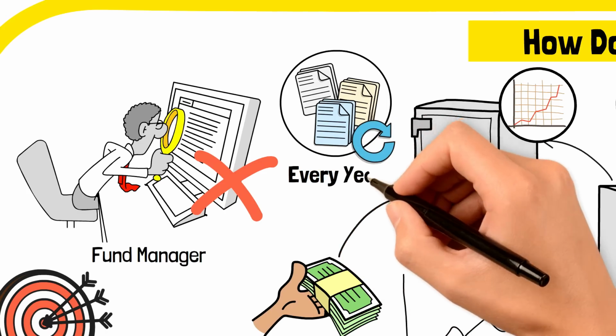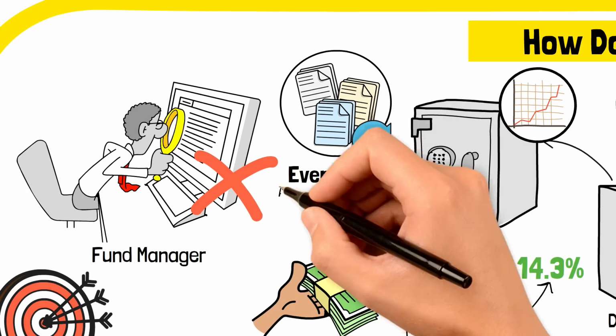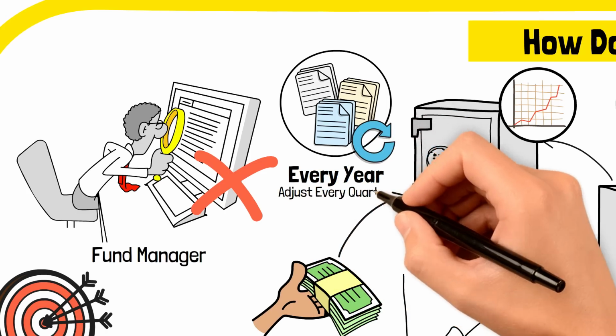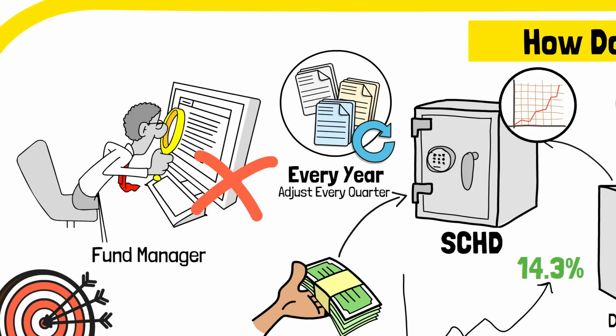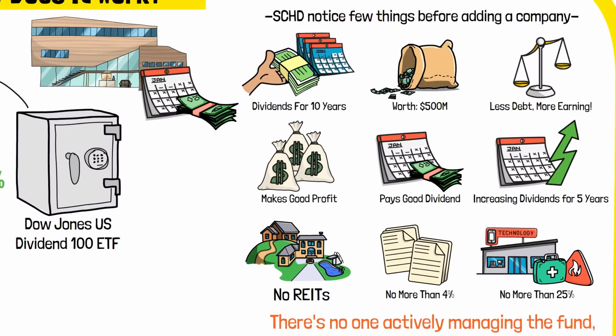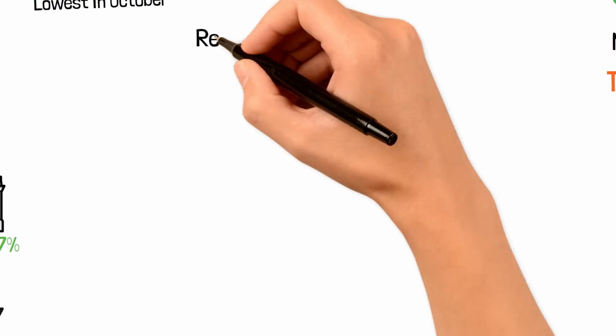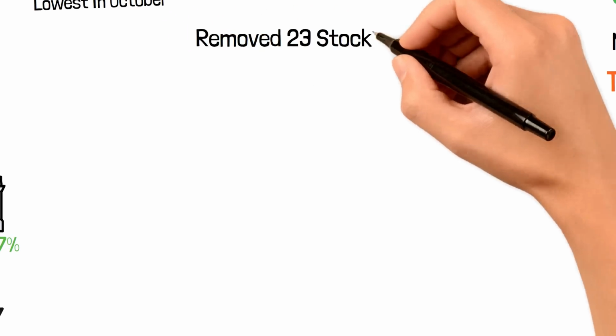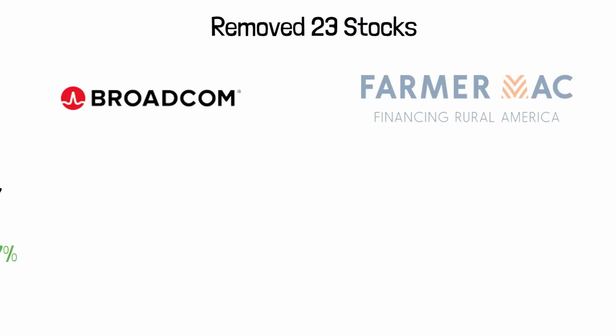SCHD recently updated its portfolio, which happens every year and is adjusted every quarter. Some stocks were added and some stocks were removed based on the previously mentioned criteria. Let's take a look at what changed. The ETF removed 23 stocks. Some notable stocks that were removed include Broadcom and Federal Agricultural Mortgage Corporation.